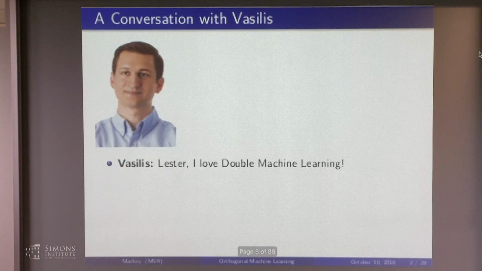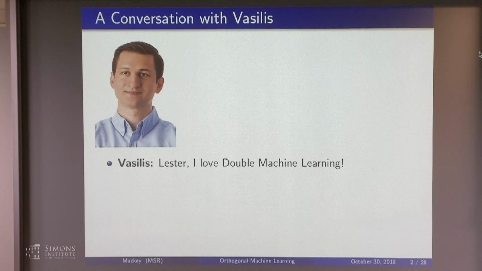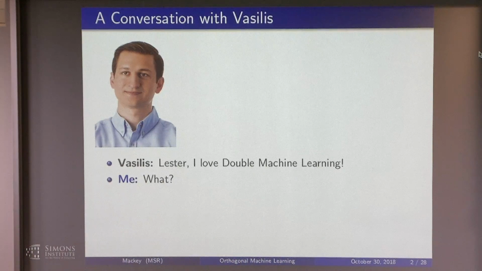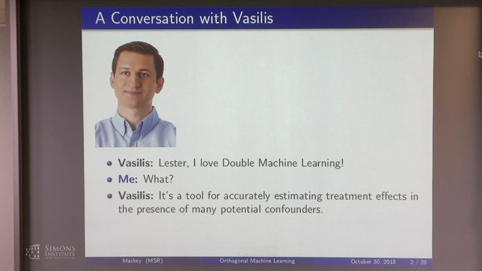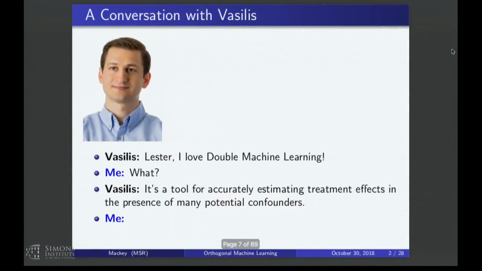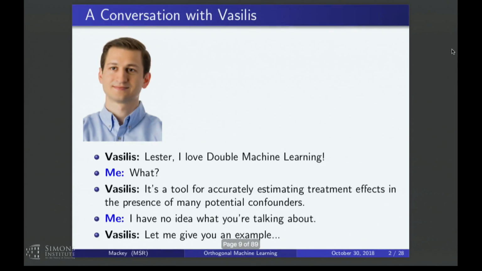One day he came over to me and said, "Lester, I love double machine learning." And then I said, "What?" And he said, "It's a tool for accurately estimating treatment effects in the presence of many potential confounders." And I said, "I have no idea what you're talking about." So he said, okay, let me give you an example.